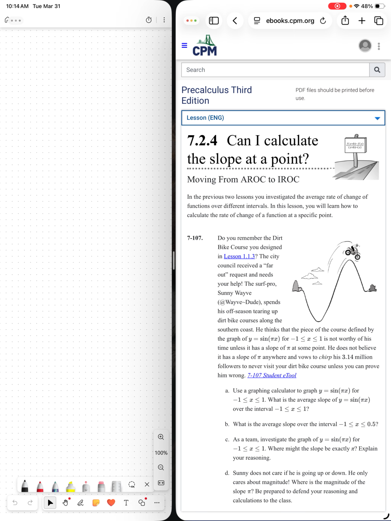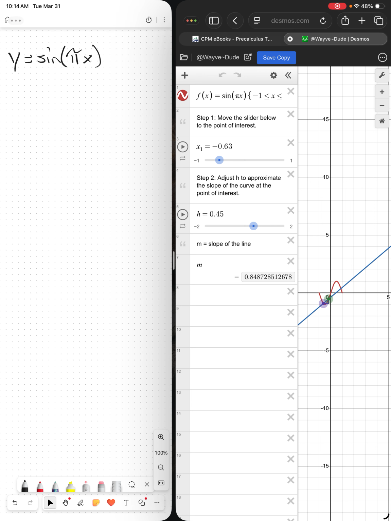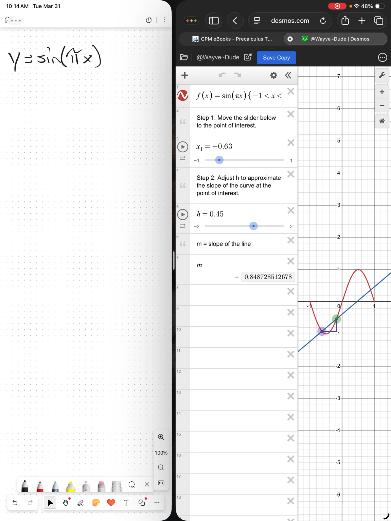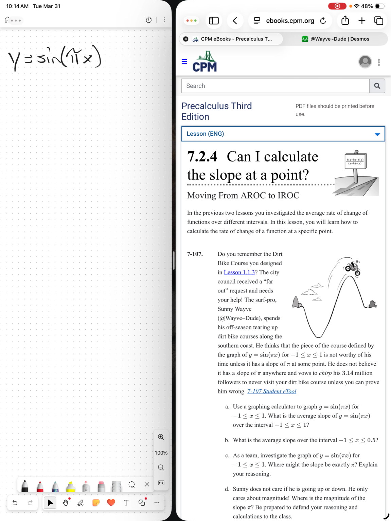First thing, we need to graph y equals the sine of pi x. We actually have a tool here, it's graphed for us, so I'm going to pull this up. So we have this sine of pi x from -1 to 1. There's our sine graph. And it asks what's the average slope on that interval.